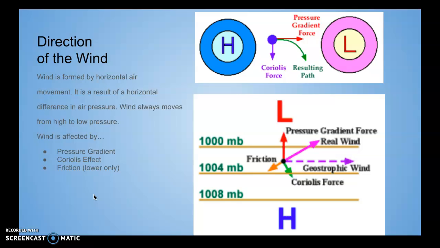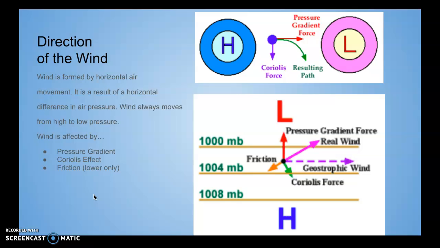What initially sets air in motion? It's the difference in air pressure. It's a main factor in wind direction. Wind travels from the areas of high pressure to low pressure. Heat and pressure cause the wind to shift directions. Wind is affected, as I said, by the pressure gradient, the Coriolis effect, and friction at lower levels.